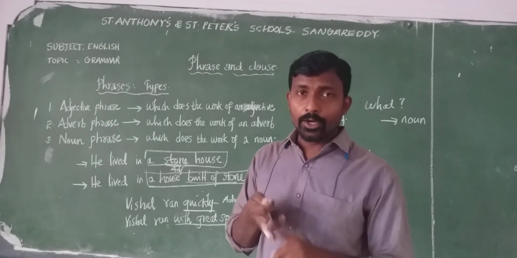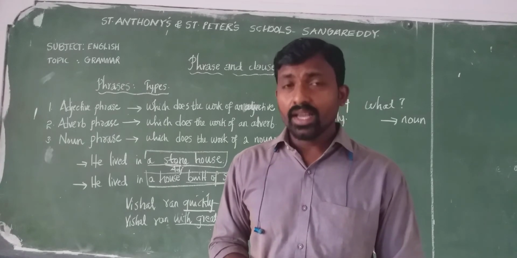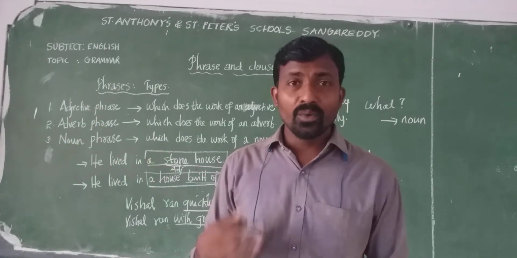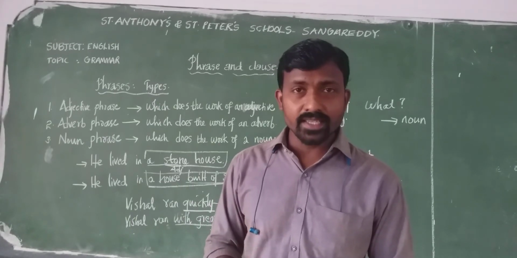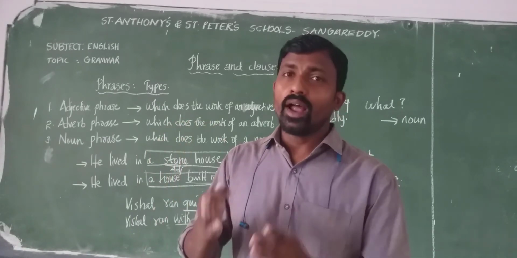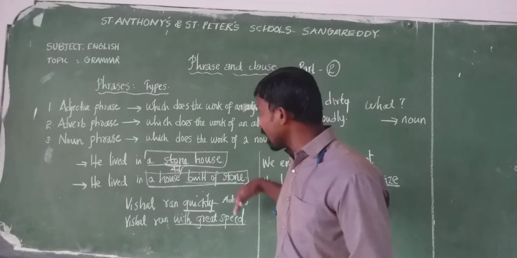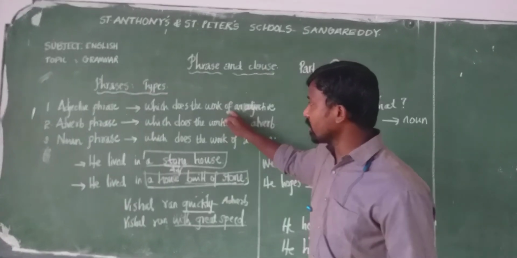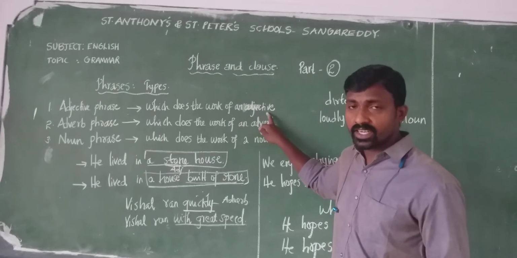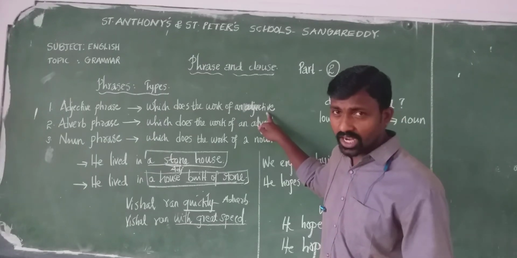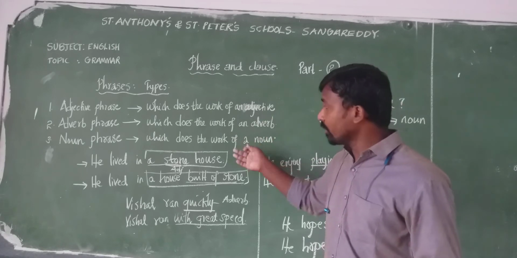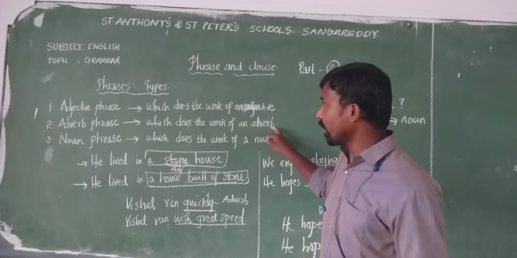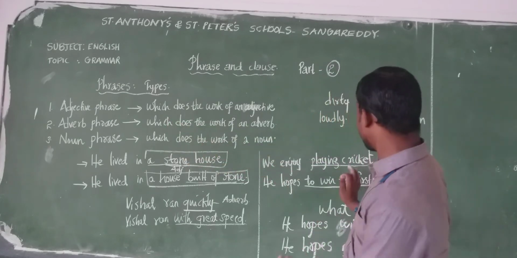By the end of this session, you should be able to identify adjective phrase, noun phrase and adverbial phrase, because in the next session we are going to have a lot of exercises and you should be ready to identify. So just a quick recap and we will wind up today's session. An adjective phrase does the work of an adjective. If you get a question, you should check whether we have any describing words or not. Then the adverbial phrase, and the noun phrase, which is this particular part.